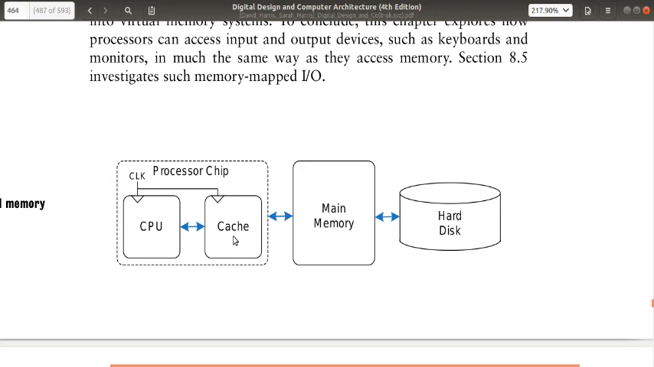If it is a miss, then what will it do? The processor will go to the main memory and search. If it is a hit in the main memory, that is it, the processor will access the main memory. What happens if it is a miss even in the main memory? Then it will have to look for it in the hard disk or virtual memory, and bring it to the main memory. So that is the hit and miss concept.